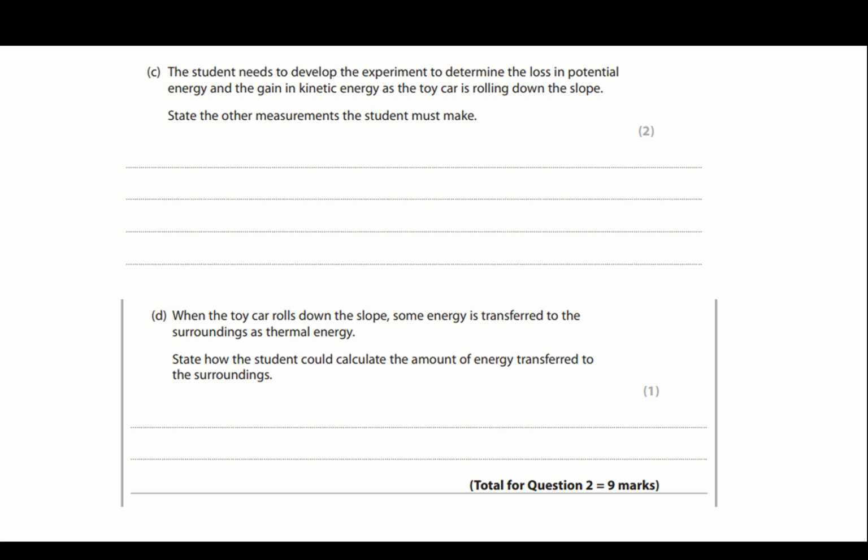Okay, the student needs to develop the experiment to determine the loss in potential energy. We know when we let go of the car, it's going to go from GPE to KE. Then you'd use your formula book and look it up, and we know that's mgh. We know kinetic energy is half mv squared, so we've just got to talk about what we need. To determine it, I need the mass times the gravity times height. We know that gravity is 10, or 9.81. So clearly I need the mass.